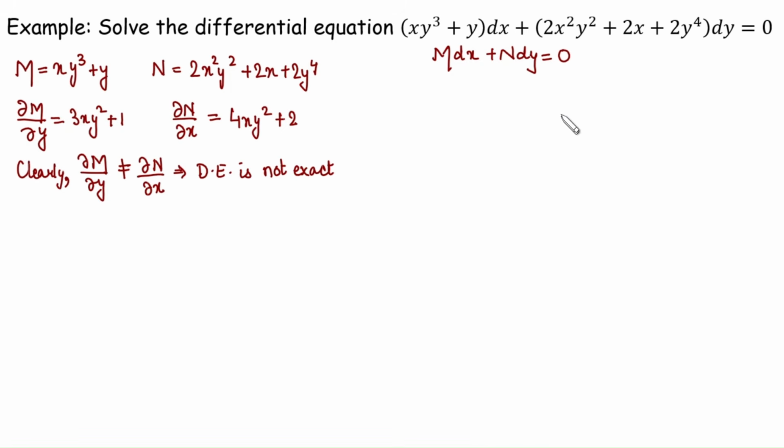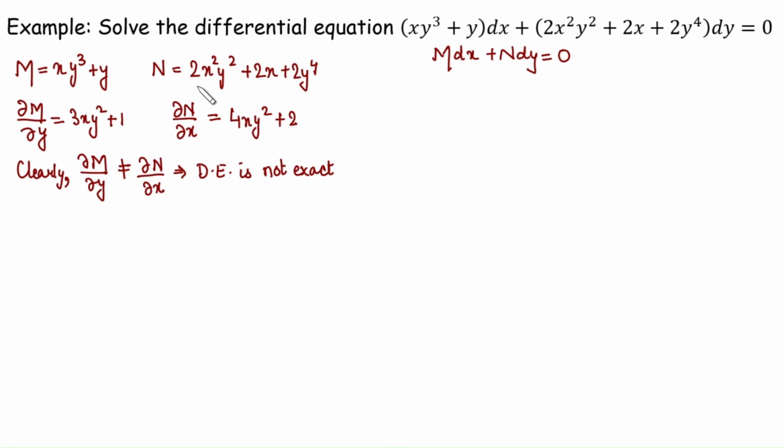Now think, can we make it exact? For that we need to find the integrating factor. So let's apply the first rule if it is applicable. Rule 1 says that both m and n are homogeneous functions with the same degree. There is a trick to check whether these are homogeneous or not. Simply add the powers of x in each term. So here the power is 4 and here the power is 1. As the powers of each term are not equal, clearly m and n are not homogeneous.